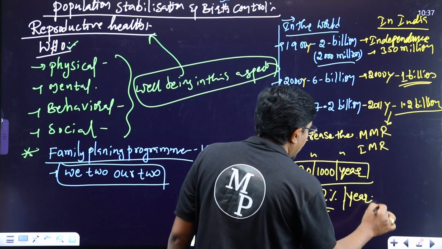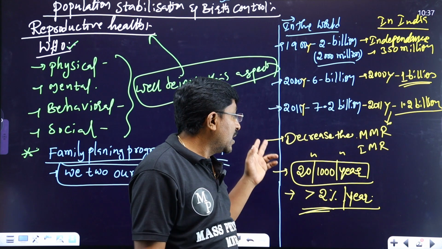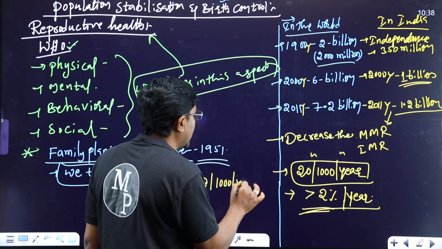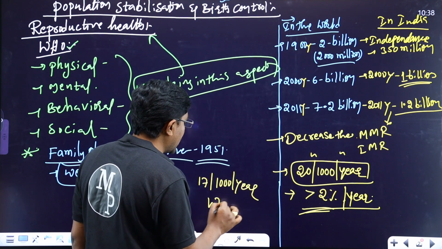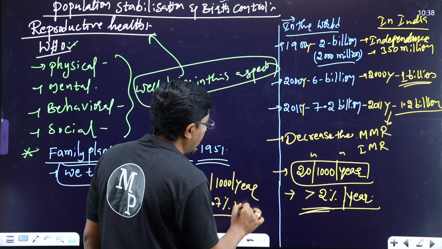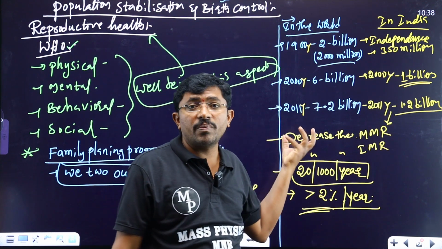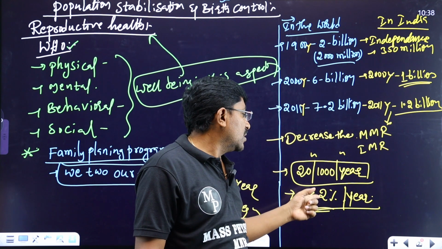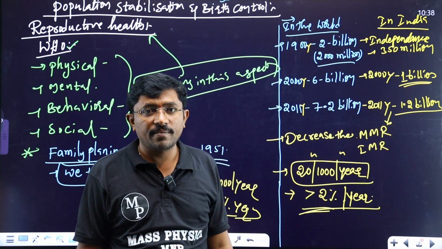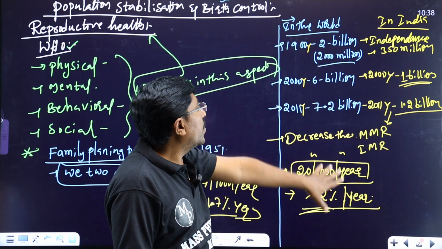So it is a very important point. Clear? And 17 per 1,000 per year, so here only 1.7% per year is there. But by conducting these awareness programs, the growth rate rapidly increased. Growth rate was rapidly increased here. So this is one important thing.